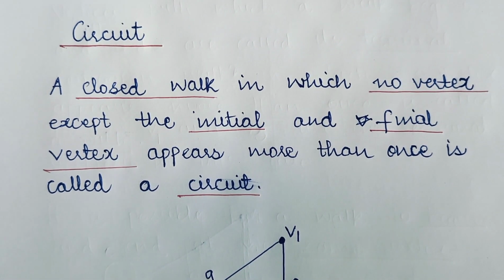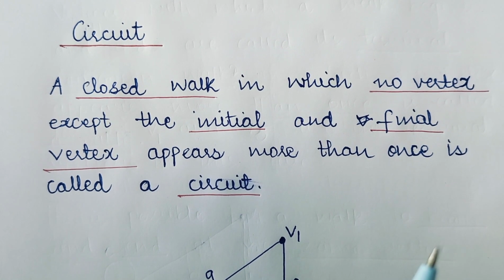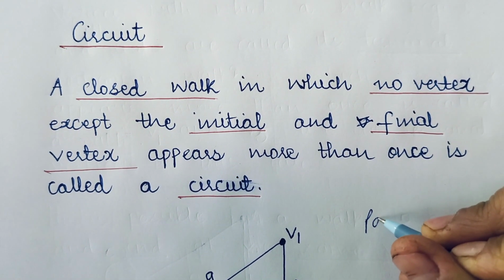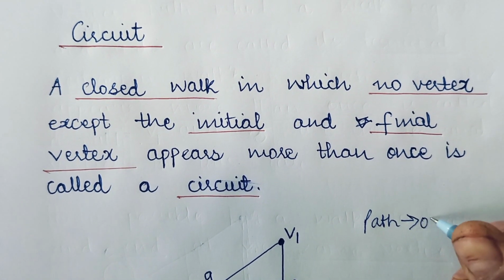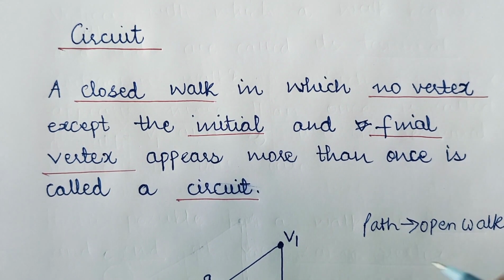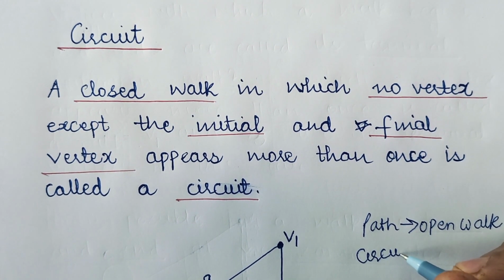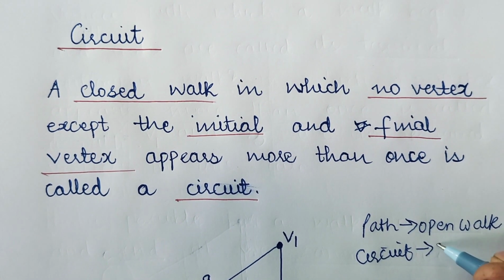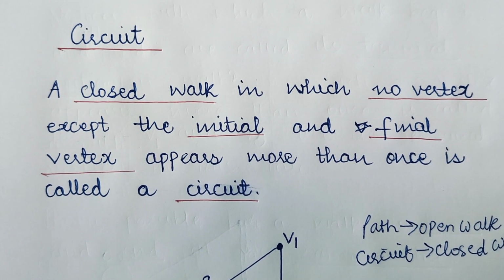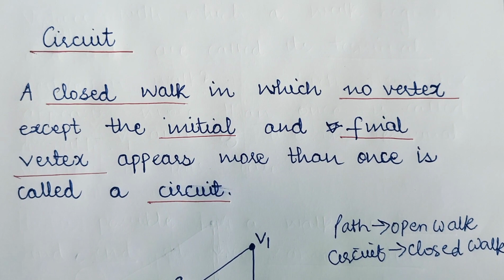Now let's look at a circuit, a closed walk. A circuit is also made up of a walk, just like a path, but a circuit is made up of a closed walk. So there are two points that you need to know: a path is made up of an open walk, so whenever we study path, we study open walk, and a circuit is made up of a closed walk, so whenever we study circuit, we study closed walk.